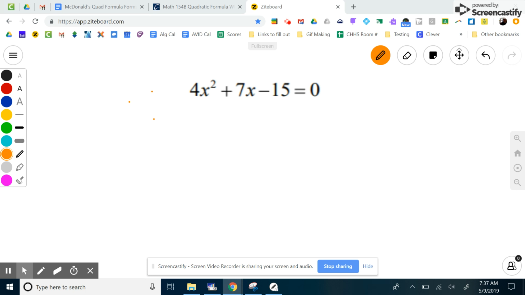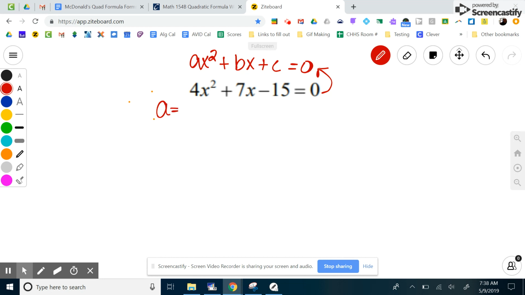Okay, next problem. We've got 4x squared plus 7x minus 15 equals 0. So first step, as always, make sure it's in standard form. Standard form is ax squared plus bx plus c equals 0. This one does have the equal 0, so that is standard form. Next up, what we're going to do is name A, B, and C. So we're ready to just jump to that step.